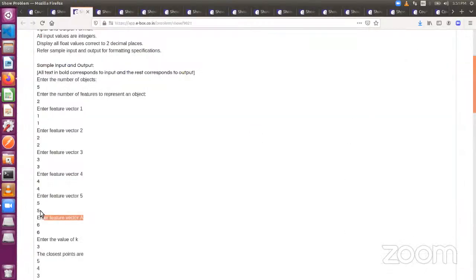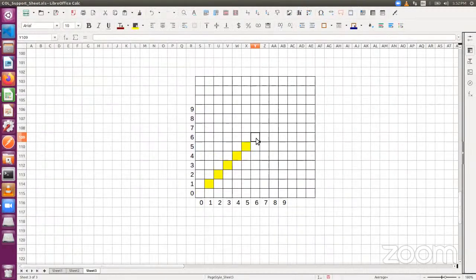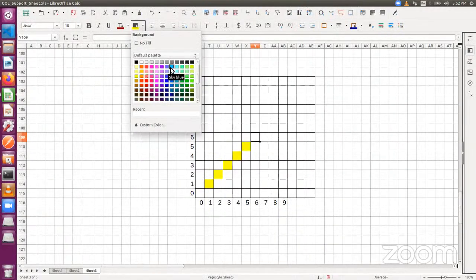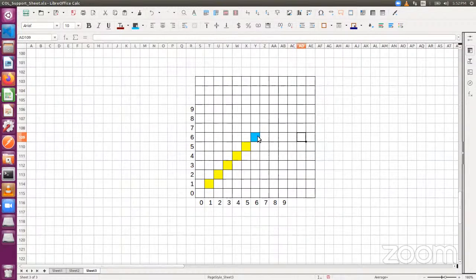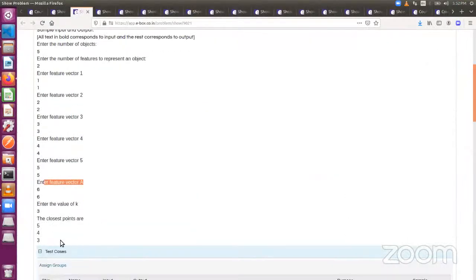See, understood? These are the 5 points given, and they are asking you to find out for this point A which are the closest elements. Okay, so this is the new point, point A. So for this point, the closest points are these 3 points only, right? So this is 0.5, this is 0.4, 3, 2, and 1. So for A, the closest points are 5, 4, and 3. So that is what they are given here.